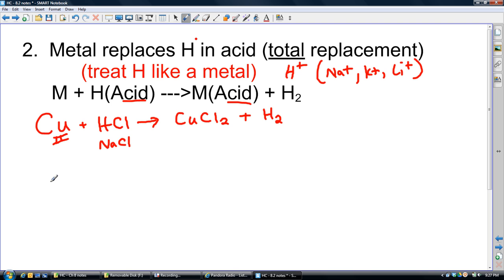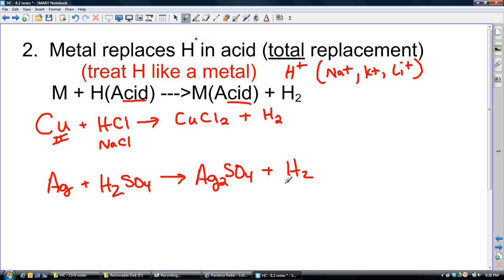We can have something a little more complicated. Let's say we take silver metal, which would be really expensive to use, and we bond it with sulfuric acid. Again, same thing holds true. The metal trades places with the hydrogen. We get Ag with SO4. Silver's a +1, sulfate's a -2. So we get Ag2SO4, and we get hydrogen gas.